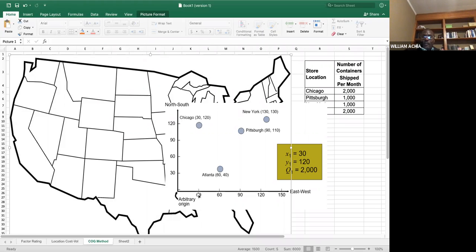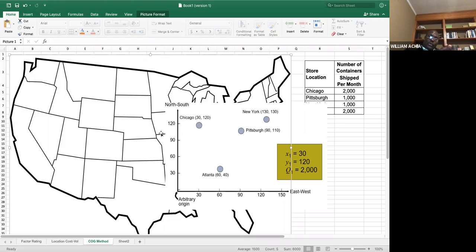For Chicago, we have 30 on the x-axis and 120 on the y-axis. Pittsburgh, we have 90 and 110. And finally, New York, we have 130 and 130. Okay, so now we have our coordinates.